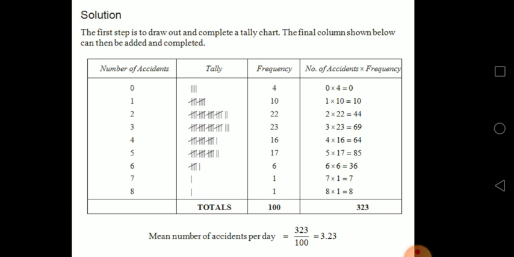And at times it could be summation fx, summation fx, or summation x. So the mean number of accidents is given as summation fx or x divided by n, which is the number of observations, and that gives us 323 divided by 100, which gives us 3.23, and that is the mean for this solution.